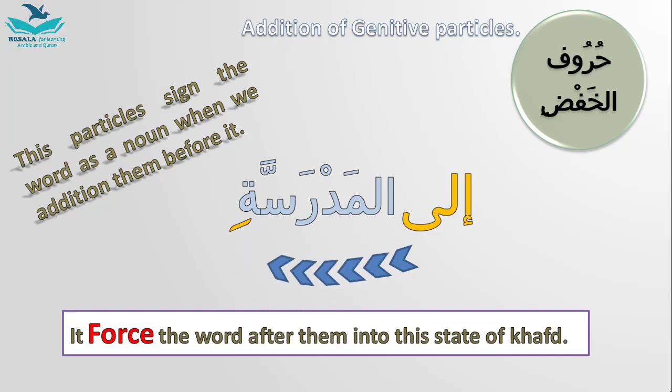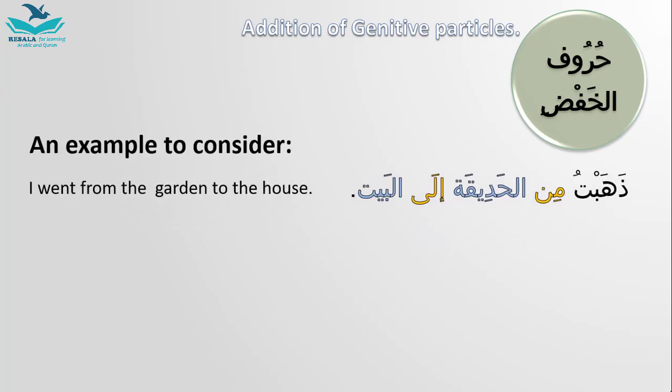In fact, this particle is one of the main reasons that a word would be in jar or have kasra at the end. An example to consider: ذهبت من الحديقة إلى البيت. I went from the garden to the house. The particles min and إلى are two of these particles, حروف الجر أو حروف الخفض, a sign that the word after them is a noun.